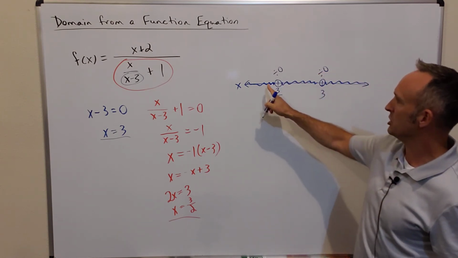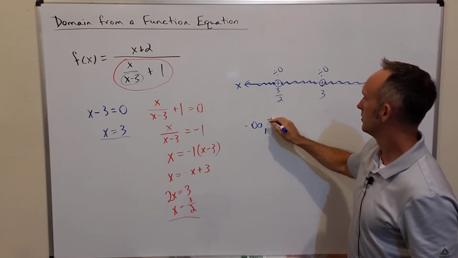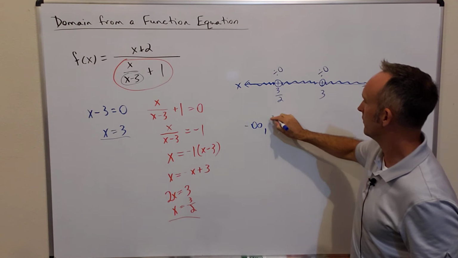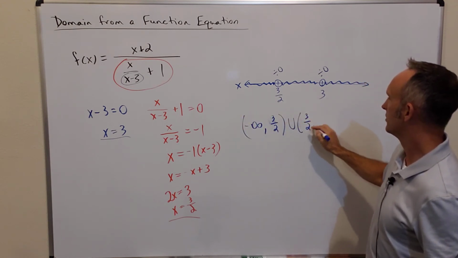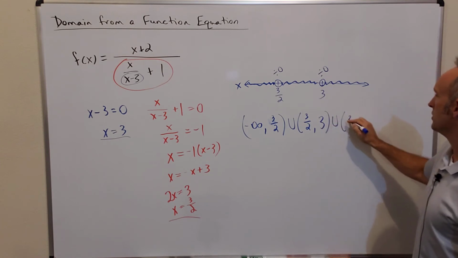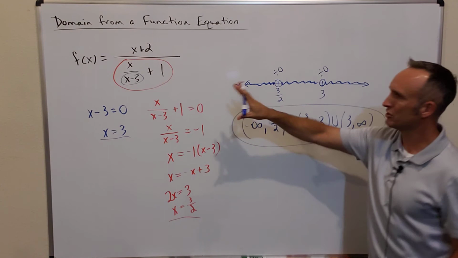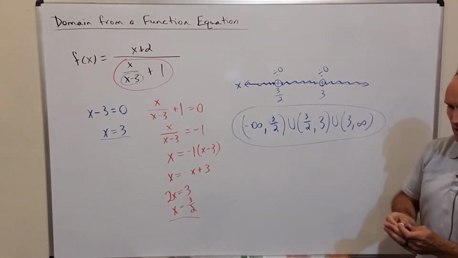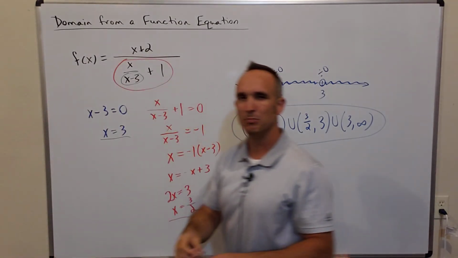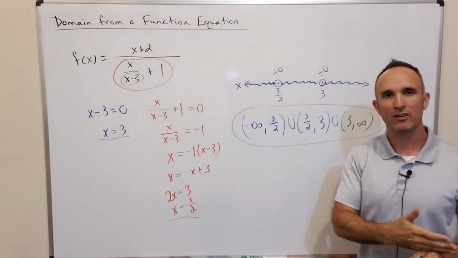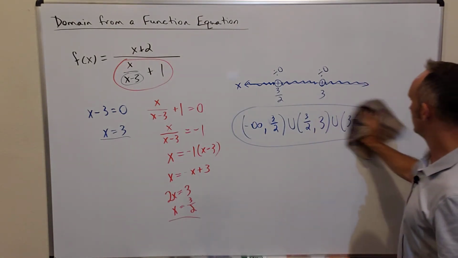So our domain is the union of these 3 intervals. Negative infinity to 3 halves, union 3 halves to 3, union 3 to infinity. And that's the domain of that function. It's a kind of a complex example, but you can see the beauty of finding your critical areas, setting them to 0, and then using those to cut your number line at your critical values.